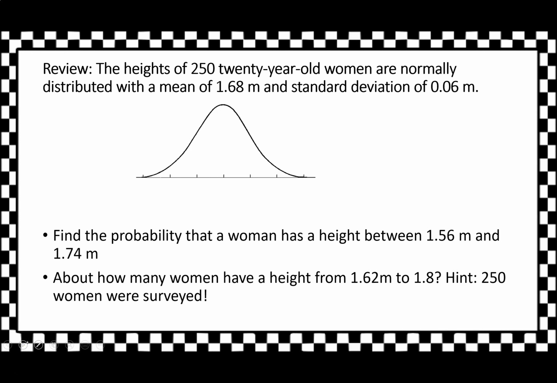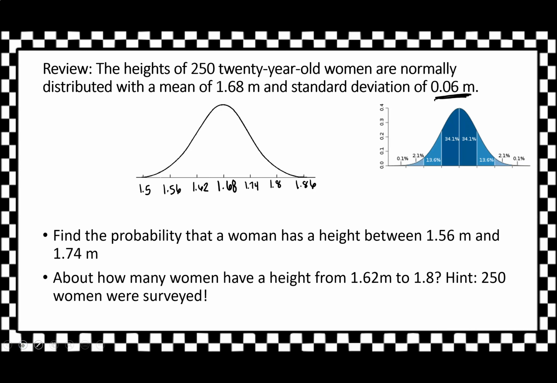Let's go ahead and do this one. So we have the heights of 250 21-year-olds or 20-year-olds, and it's normally distributed with a mean of 1.68. I'm going to put that mean right there. And a standard deviation of 0.06, meaning I need to add in this direction, 0.06, and I need to subtract in this direction. So I'm going to get a 1.74 here, and a 1.8, and a 1.86. Now I'm going to subtract 1.62, and then a 1.56, and one more, let's say 1.5 here, because I'm subtracting 0.06.